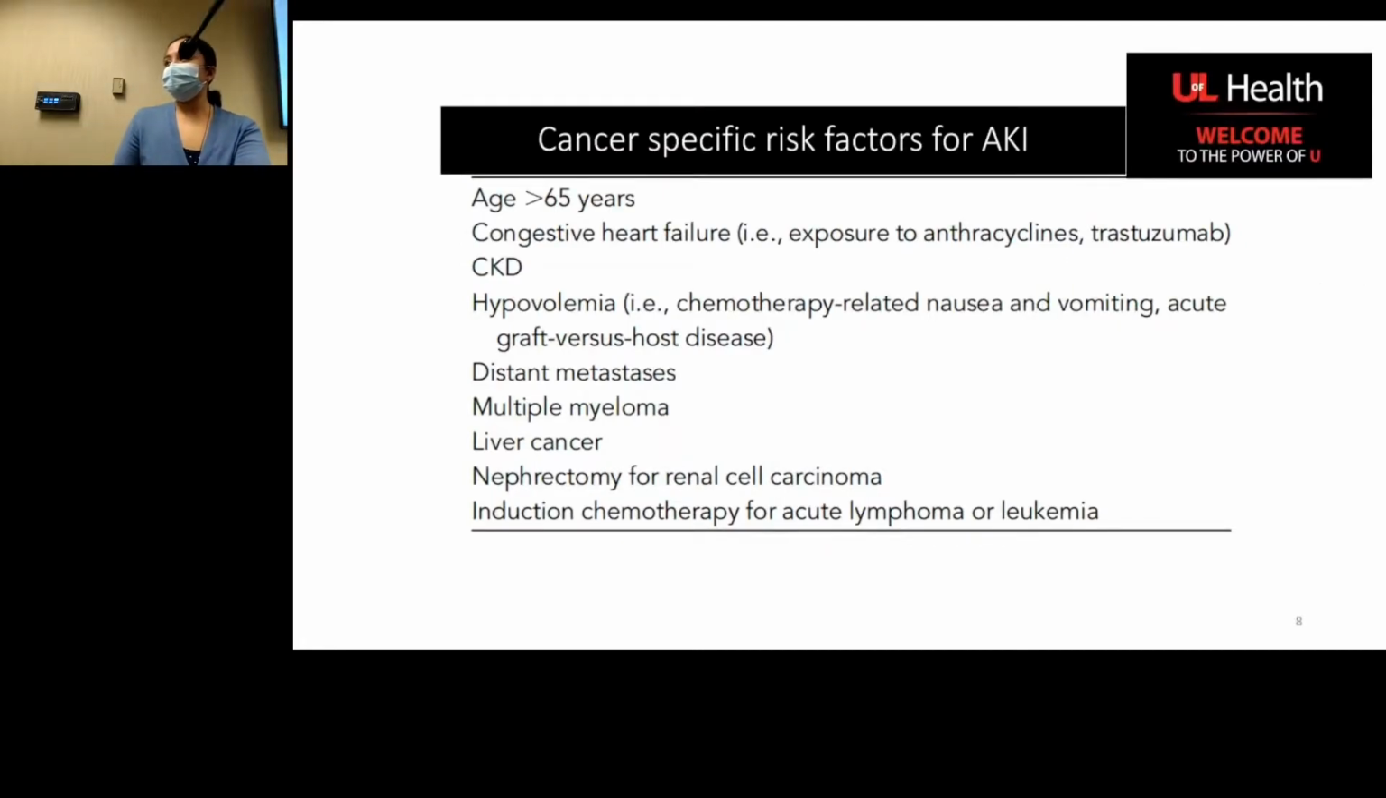Some of the cancer-specific risk factors for AKI are, of course, advanced age greater than 65 years, underlying congestive heart failure due to exposure to anthracyclines like doxorubicin or trastuzumab, which is commonly used in breast cancer, any underlying CKD, volume depletion, patients with distant metastases, and in patients with renal cell carcinoma, if they've had a nephrectomy, that will definitely put them at a higher risk of AKI.